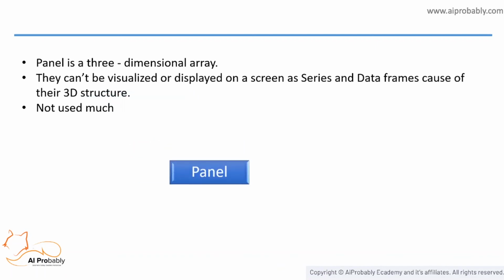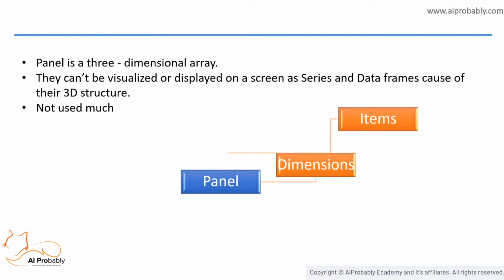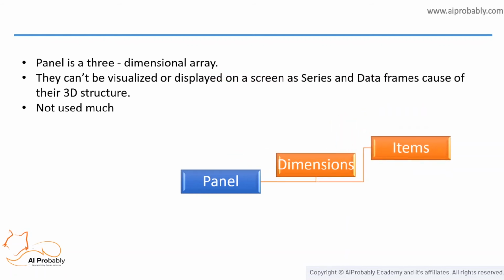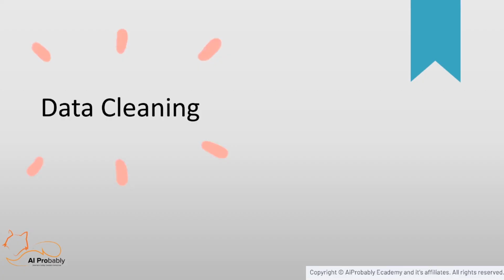Let's look at the three axes in the Panel data structure. The first one being the items, where each item corresponds to a data frame structure. The second one being the major axis, which displays the rows of the data frame structure, and the minor axis, which displays the columns of the data frame structure. Operations that can be performed with Panel are the same as Series and DataFrame, but it is a bit underdeveloped.